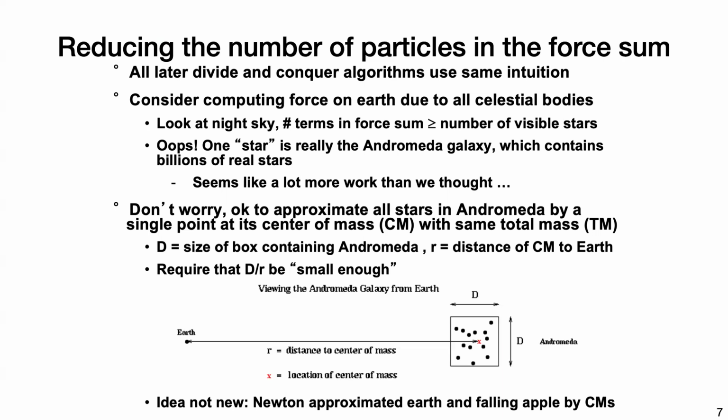The intuition here is that it's fine, because if they're so far away, you can approximate all the stars in some galaxy by computing the center of mass and the total mass. For the center of mass, you have a bunch of points and you average out their positions, and for total mass, you just add up their masses. So you approximate a galaxy with one single point. The main parameter here is r, which tells you what is far enough to do this approximation.